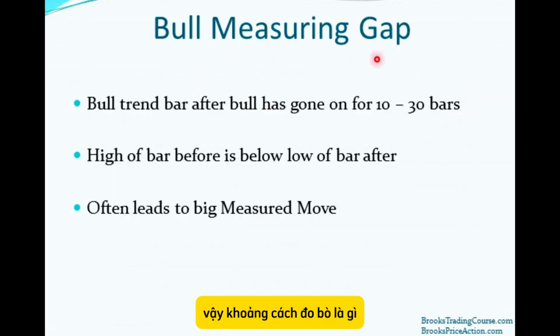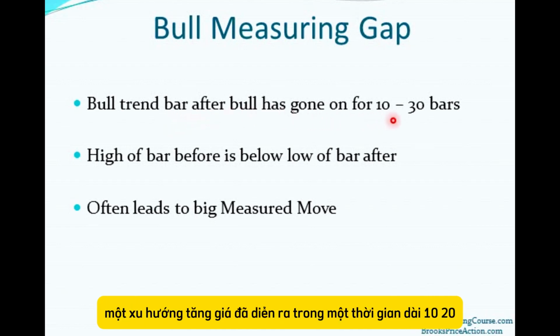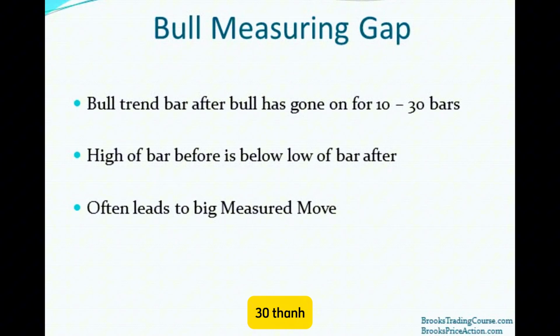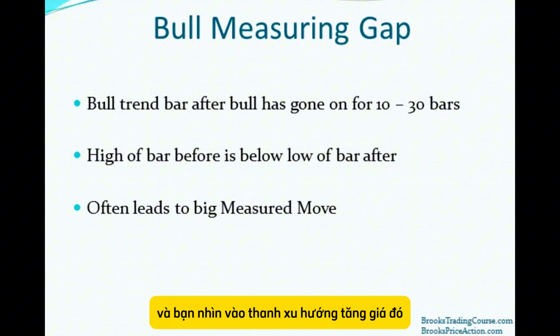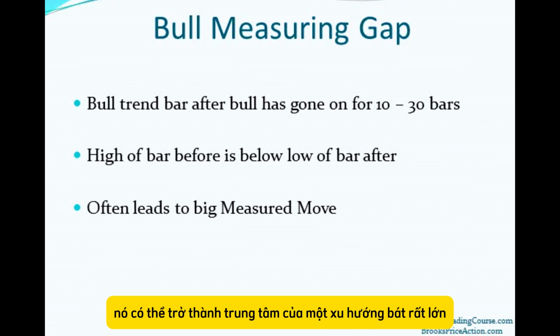So what is a bull measuring gap? Let's say you have a bull trend bar forming after a bull trend has gone on for a long time, 10, 20, 30 bars. And you look at that bull trend bar and you notice that the high of the bar before it is below the low of the bar after it. So there's a little gap. That bull trend bar is the gap. And that gap might lead to a big measured move. It might become the middle of a very big bull trend.